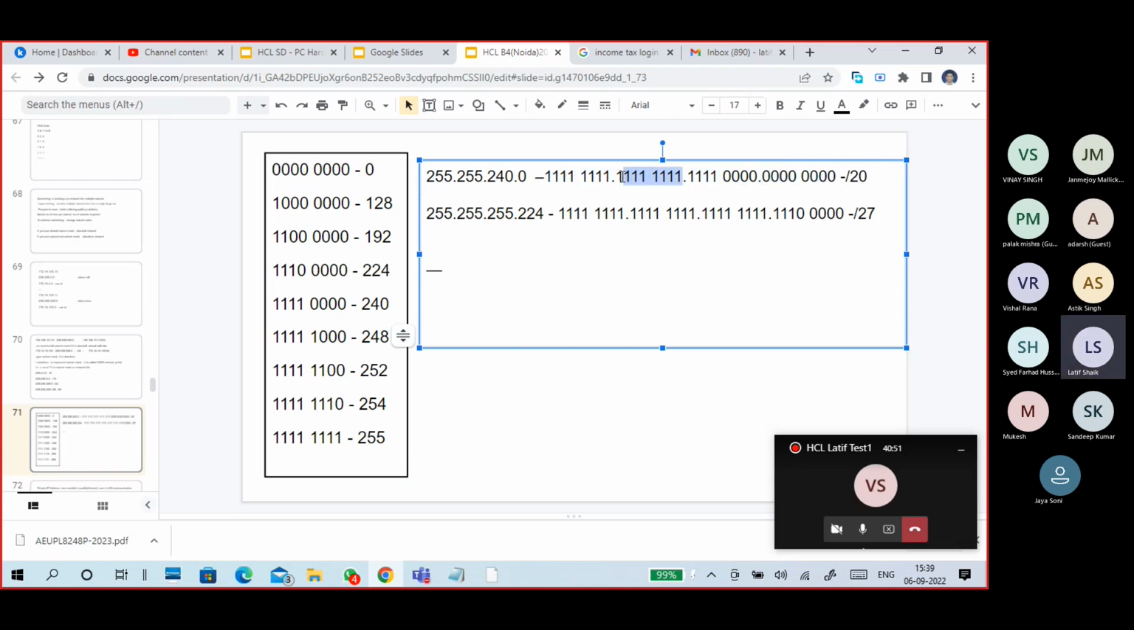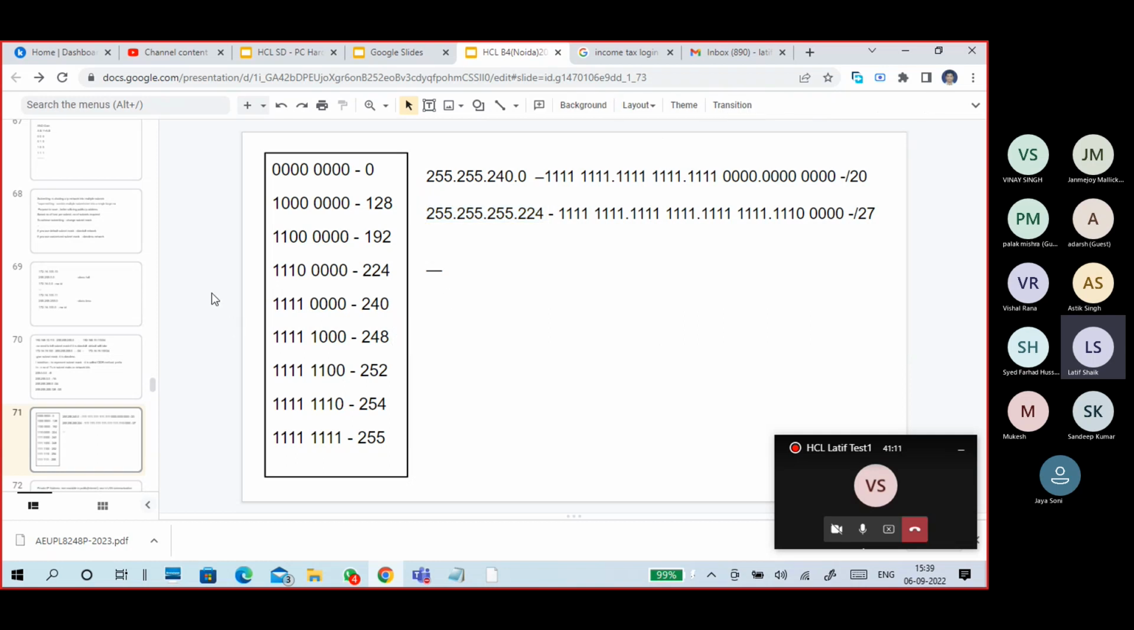Okay, see, it is 8 plus 8, 16, plus 4, 20. The remaining are zeros. So 8 plus 8 plus 8 is 24, plus 3 is 27. This is equivalent, like this.